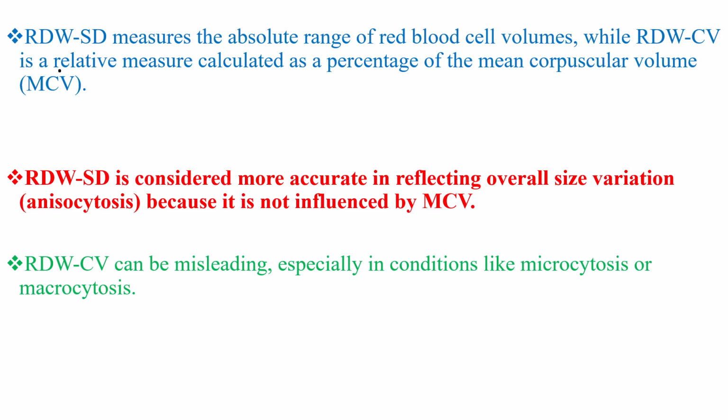RDW-SD measures the absolute range of red blood cell volumes, while RDW-CV is a relative measure calculated as a percentage of the mean corpuscular volume. So RDW-SD is considered more accurate in reflecting overall size variation for anisocytosis because it is not influenced by MCV, whereas RDW-CV can be misleading, especially in conditions like microcytosis or macrocytosis.